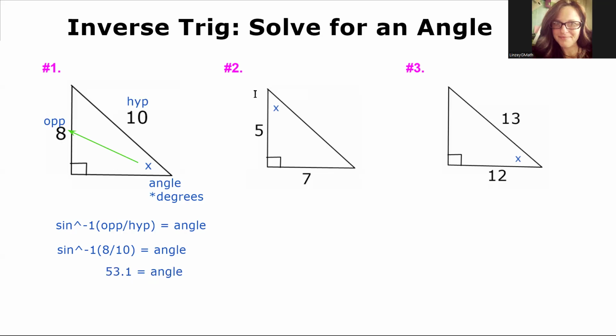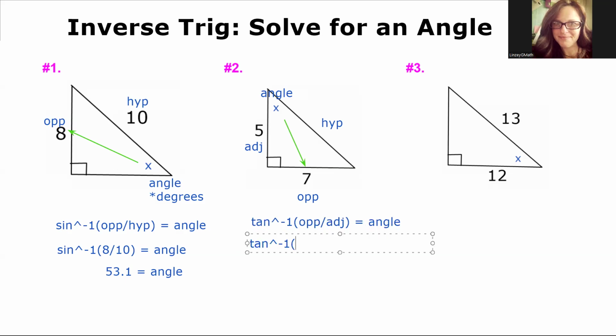Number 2. We're trying to solve for this angle in degrees. We are given the opposite side is 7, and the adjacent side is 5. This is the hypotenuse, the side opposite the right angle. Since we have the opposite and adjacent side, we can use inverse tangent, opposite over adjacent. And we'll fill in our formula, inverse tangent of 7 over 5.